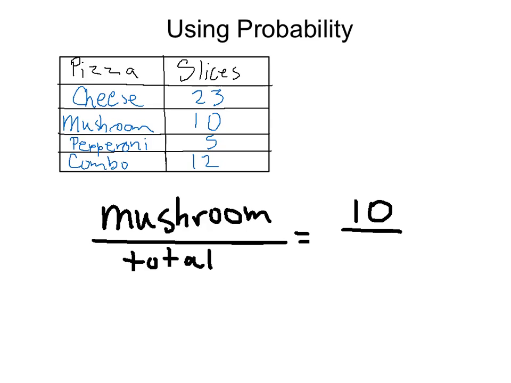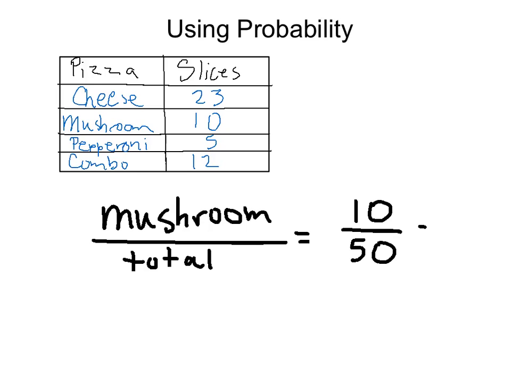And then my total was, let's see, 33, 38, 39, 40, 50, 51. Is that 51? Oh, come on, is that close? 38 and 12. 50. Okay. So 10 out of 50 slices.